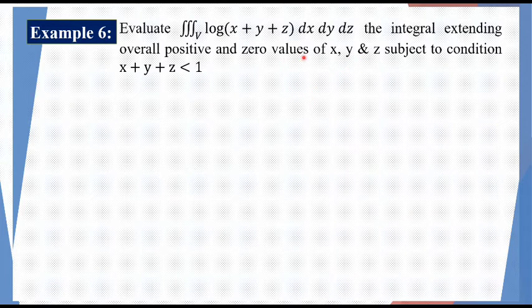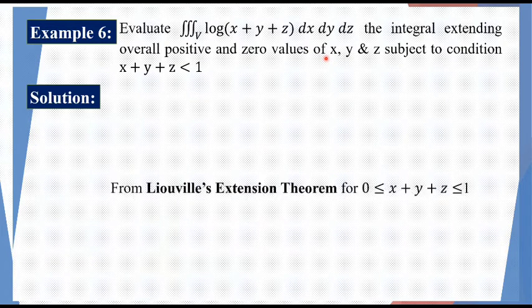The initial limits are over all positive and 0 values of x, y and z. So from here x is greater than or equal to 0, y is greater than or equal to 0 and z is greater than or equal to 0. And the other one is x plus y plus z is less than 1. So the initial limits are x plus y plus z lie between 0 to 1. And the integral contains a function. So in this particular case we can apply Liouville's extension.